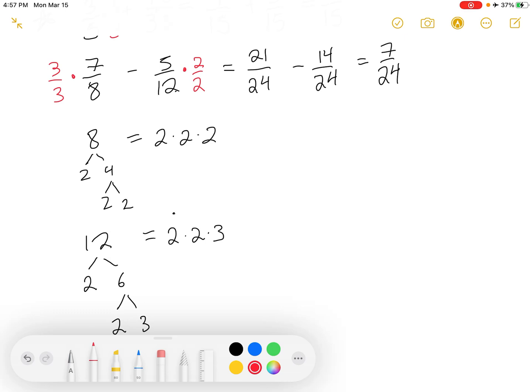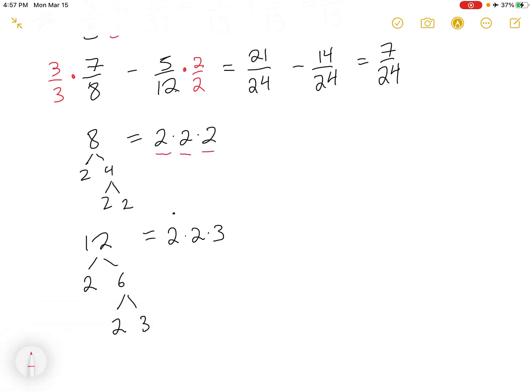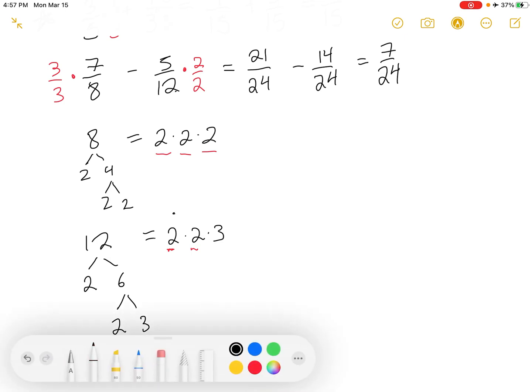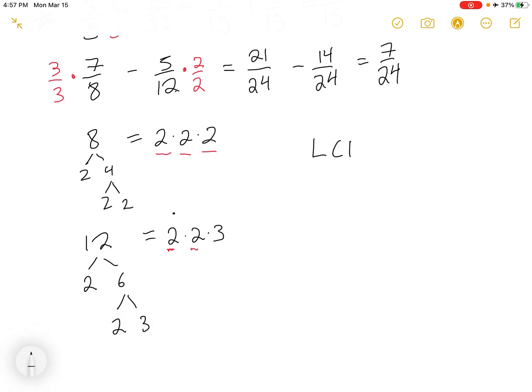Okay, so I have to have 3 2s because that's what I see from the 8. I have to have at least those. But then I don't have to repeat 2 of them. I don't have to repeat these 2 for the 12, right? Because I've already got 2 in there. So if I start writing out my LCD, I know I have to have these 3. I've got to have 2 times 2 times 2 because I have to be able to see the factor of 8 in my LCD, okay?